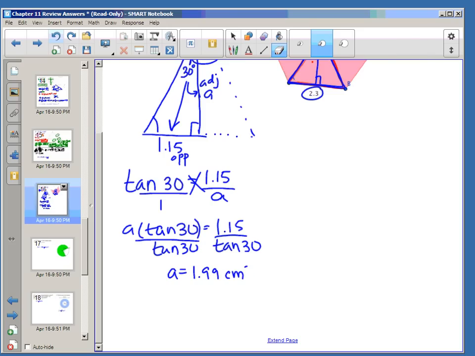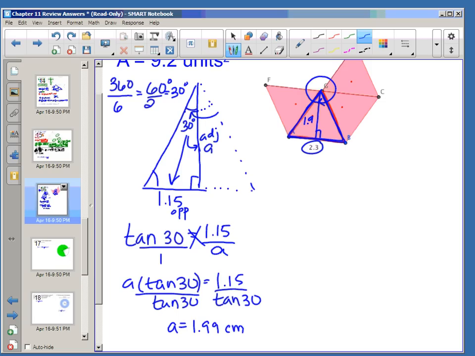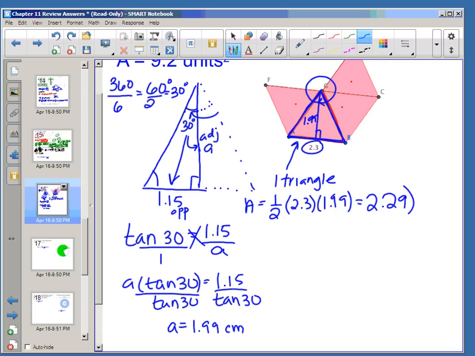Not squared, excuse me. So I go back up to my picture. I now know this is 1.99. So to find the area of just that one triangle, I'm going to do 1/2 times 2.3 times 1.99, which equals 2.29. That's just the one triangle, and I have 4 of them, so I need to multiply that by 4. I get 9.15 for my whole thing.